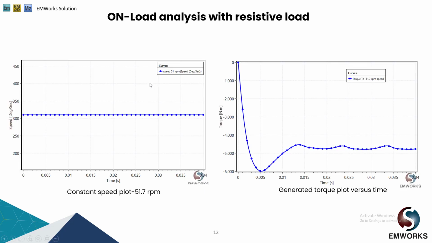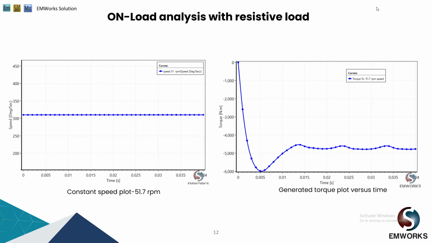Next, we have the plot for the speed versus time. Therefore, we have simulated our design for a constant speed of 51 rpm and tried to obtain its torque versus time plot. Here we can see, as we are simulating a generator model, the torque generated is represented in negative form and it's close to 4700 Newton meter. For our design, the rated torque is close to 9200 Newton meter.